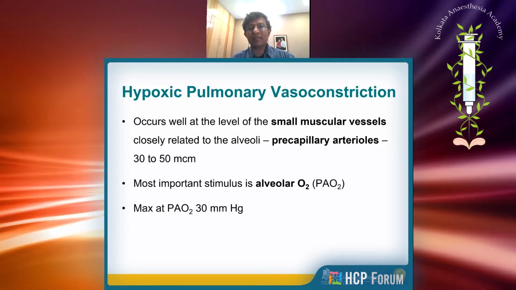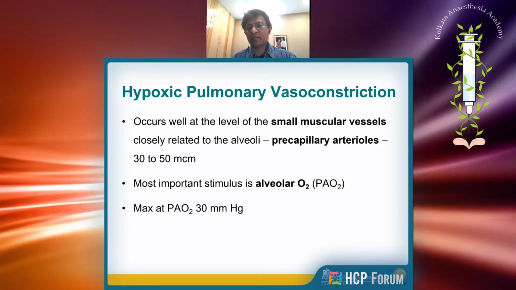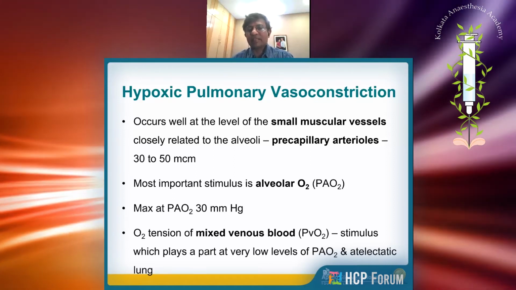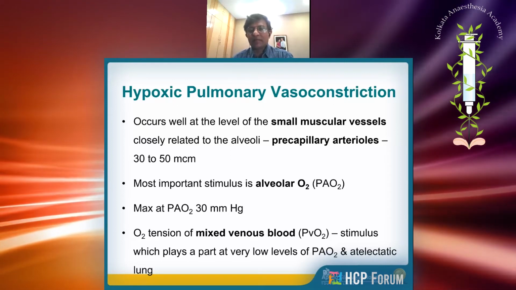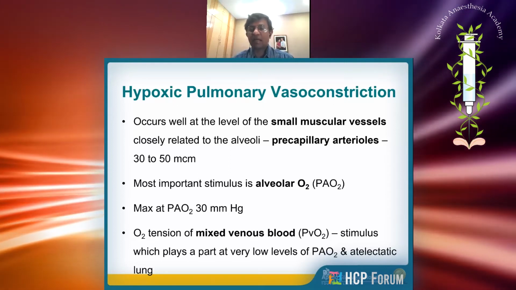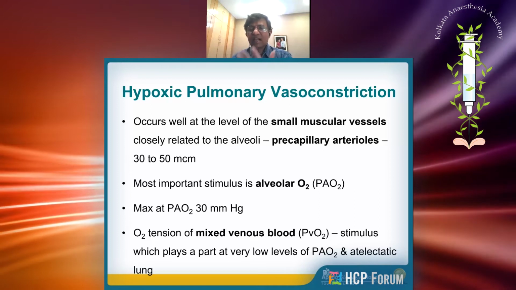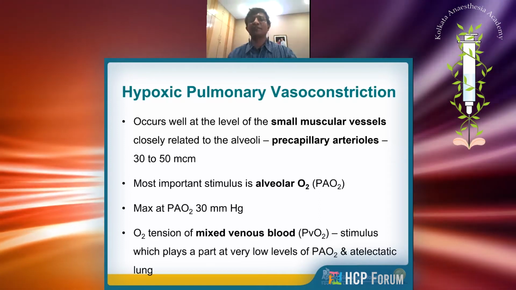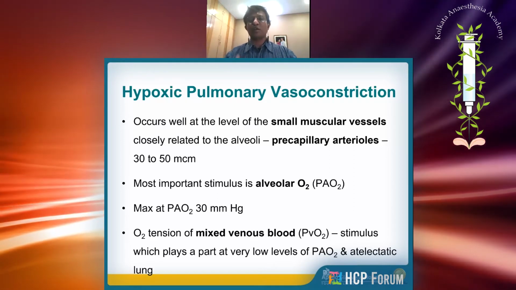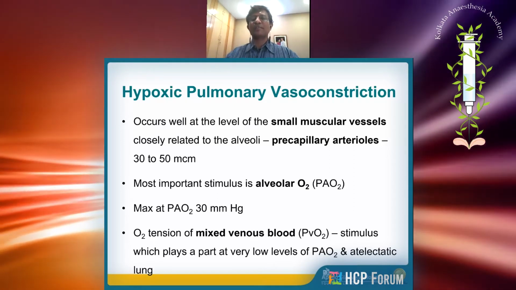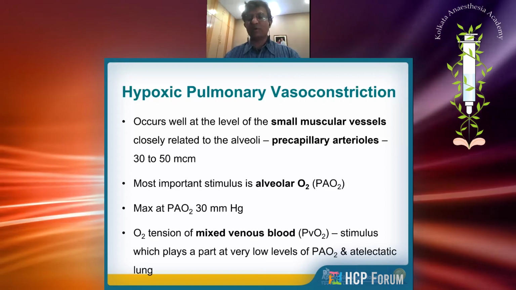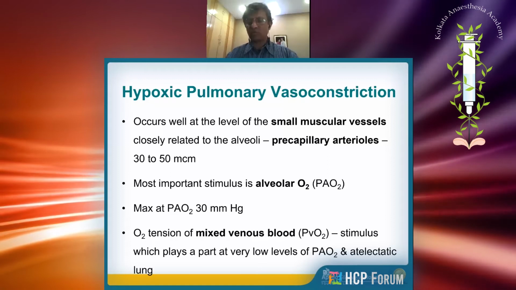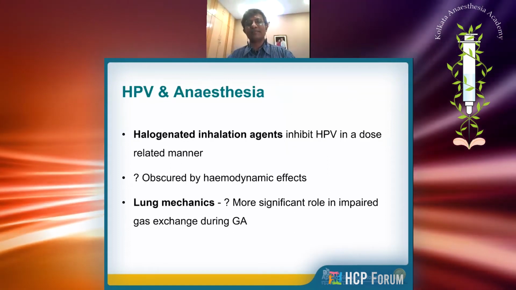It is maximal at a PaO2 of 30 millimeter of mercury. The other factor that can play a part is the mixed venous oxygen pressure, which can play a part when the alveolar oxygen pressures are very, very low and still not sufficient for the physiology to work better, and also happens in atelectatic lungs where it is not able to reach. So the mixed venous pressure, if it goes down, it can lead to hypoxic pulmonary vasoconstriction.